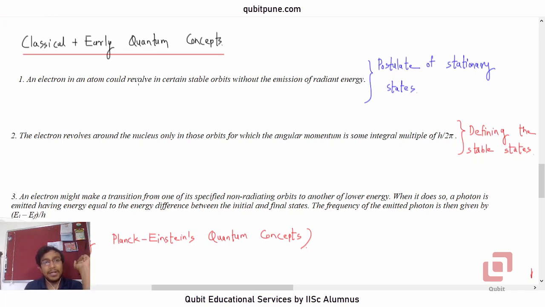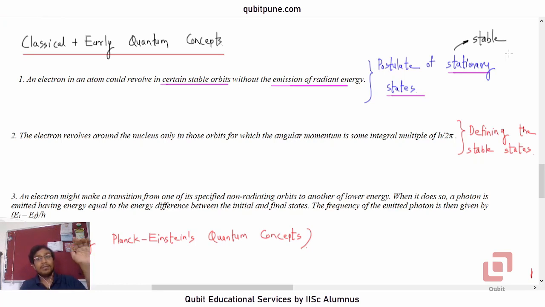Number one, an electron in an atom could revolve in certain stable orbits. The electron could revolve in only certain stable orbits, and if the electron is in those stable orbits, then it doesn't emit any electromagnetic radiation, it doesn't emit energy. Correct? So this is called the postulate of stationary states. Stationary refers to stable. So this is not a mathematical statement. Here he says, okay, there are some stable orbits which exist, and if the electron is in that orbit, then it is not going to emit any energy.